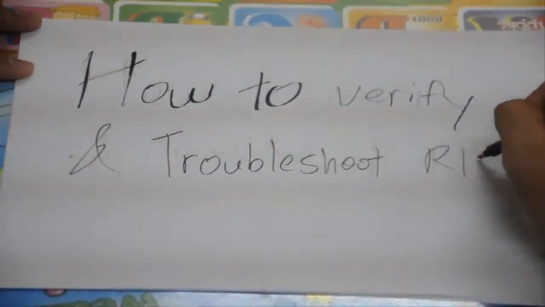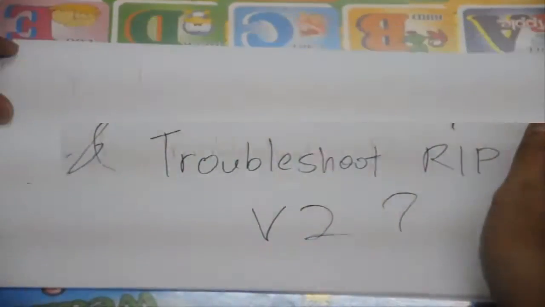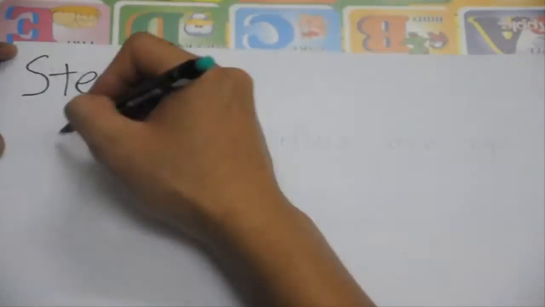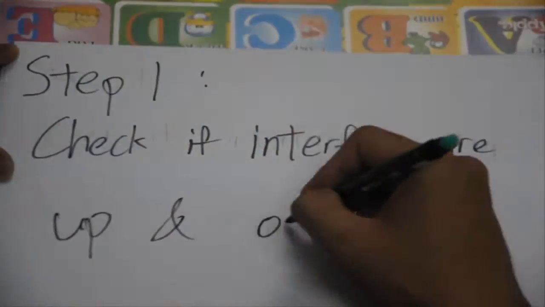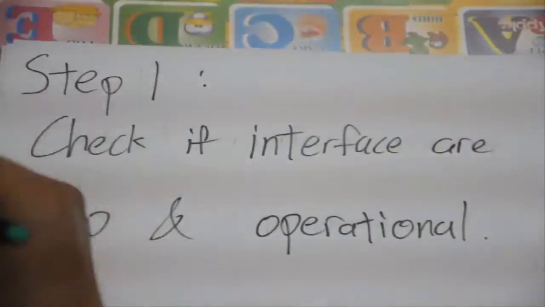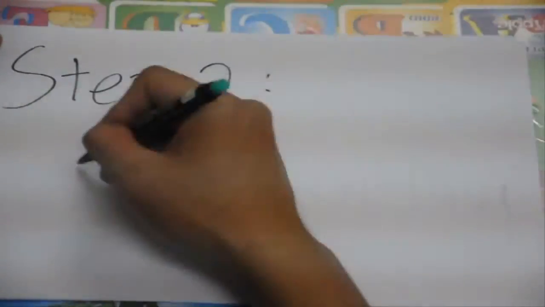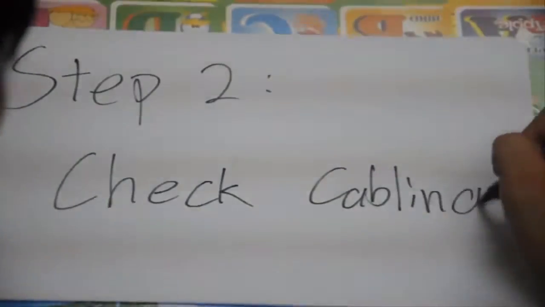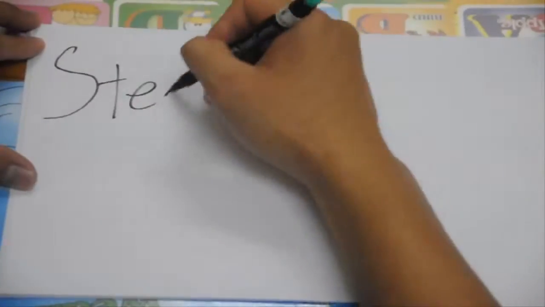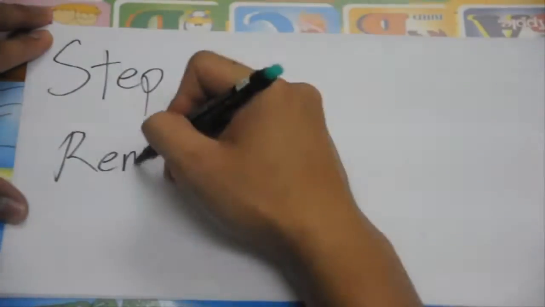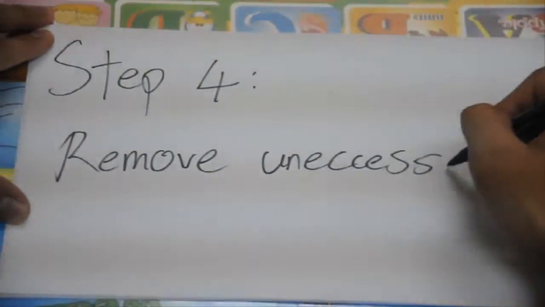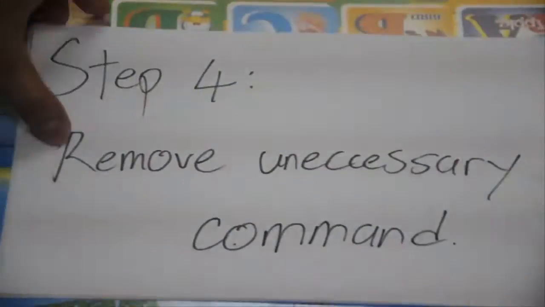How to verify and troubleshoot RIP version 2. Check if interfaces are up and operational. Check cabling. Check IP address. Remove unnecessary commands.